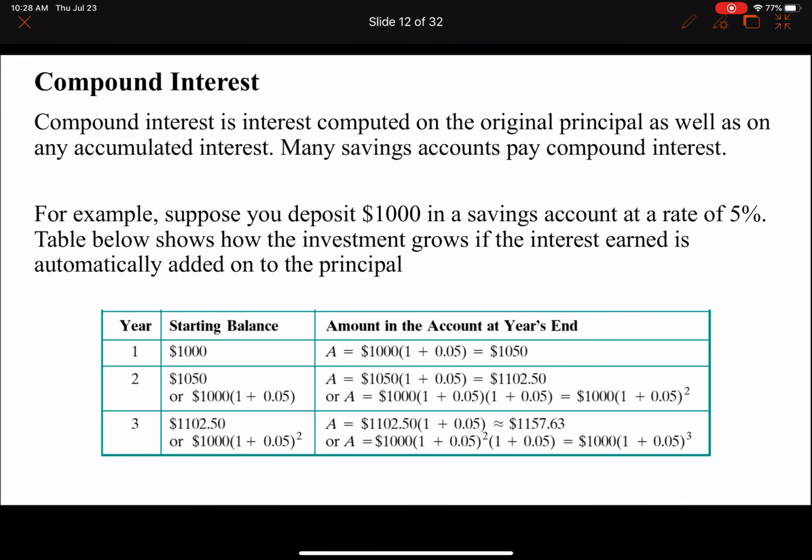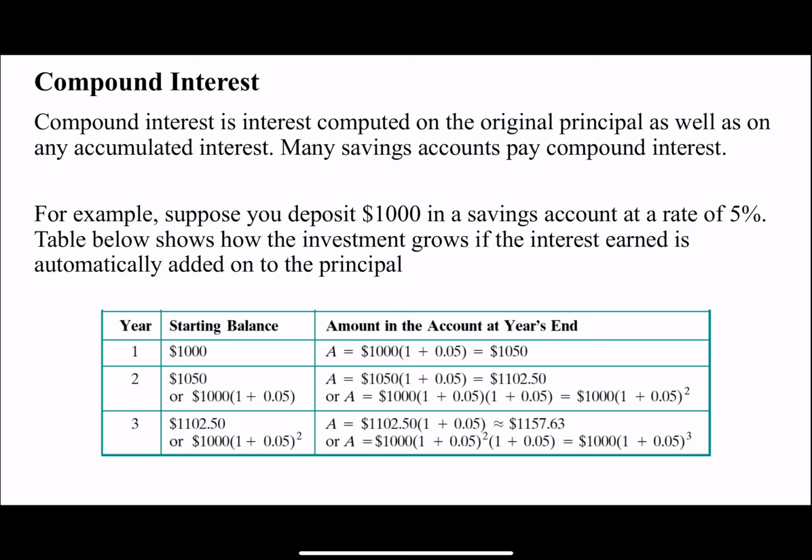Okay, we talked about simple interest. Now we want to talk about compound interest. Simple interest, as we said, is calculated based on your principal. Compound interest is computed on your principal and also on any accumulated interest. So it's not only on your principal but also on your interest too.